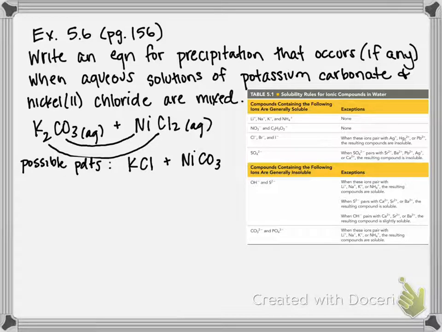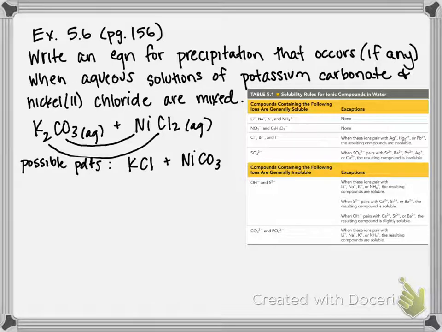We have to account for the different charges that we have now with our formulas. Potassium is plus, chlorine is minus, so we have one of each. Nickel is 2+, carbonate is 2-, so we also have one of each there. Now at this point is where you consult your solubility rules to see if either one of these forms what's called a precipitate, or a solid. If one is solid, then we're going to have a precipitation reaction that occurs. If one is not solid, then no reaction is going to happen.